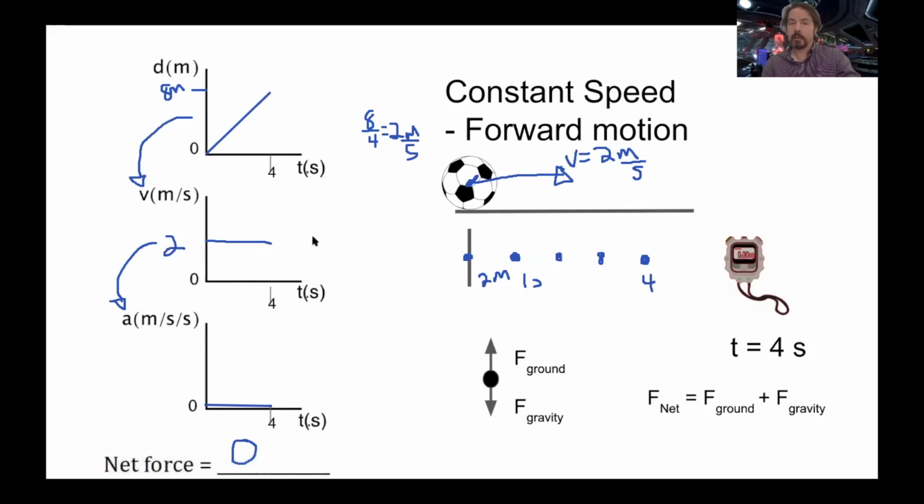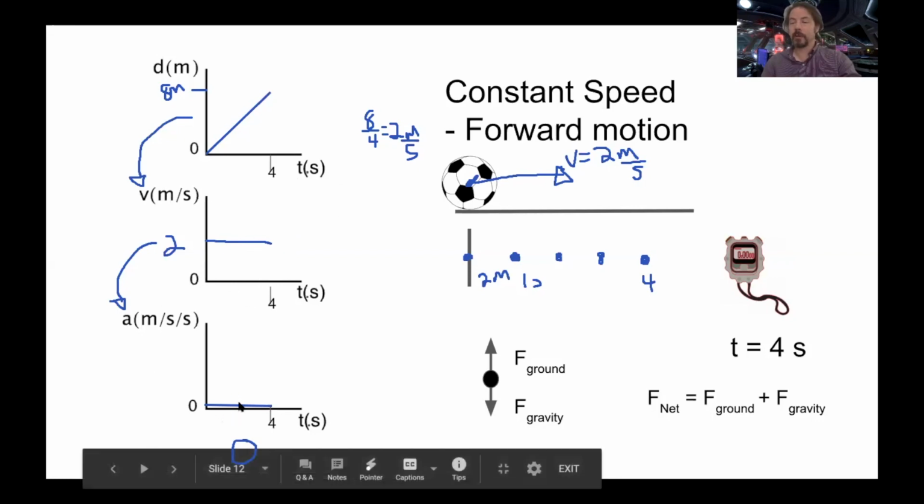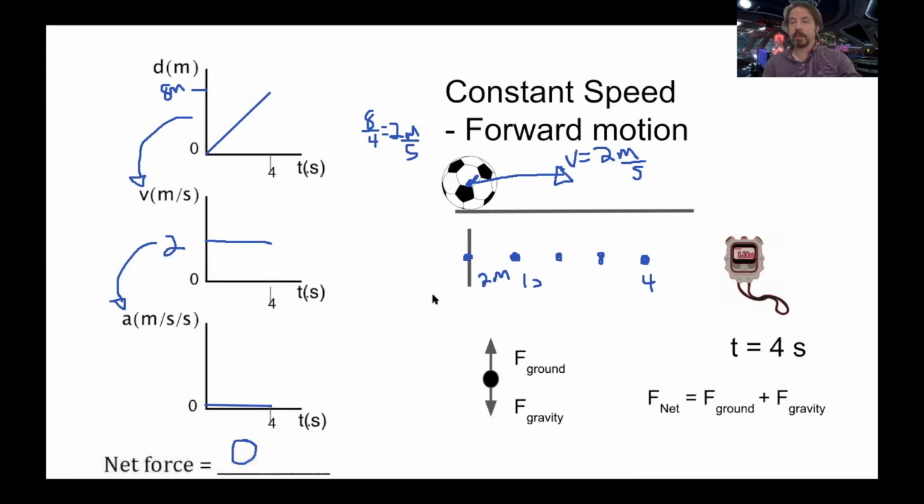It's constant. So in the previous one, the velocity was constant at 0. And in this one, it's constant at 2 meters per second. So if velocity is constant and your acceleration is 0, then Newton's first law is at work.